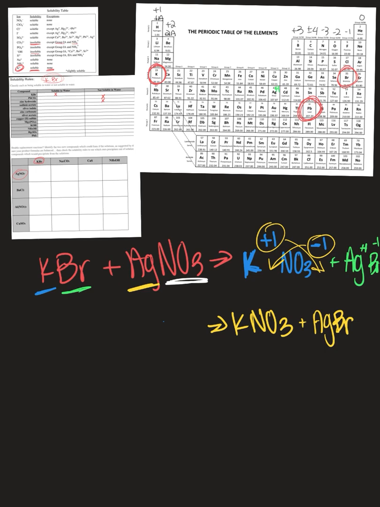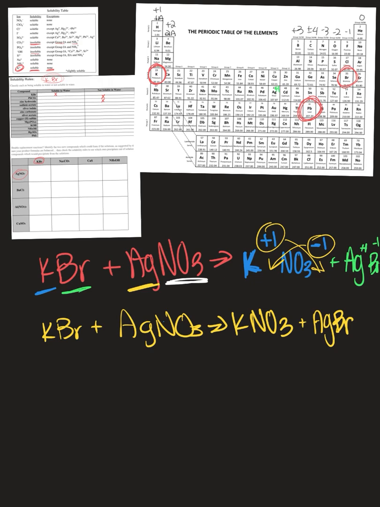All right. So this is my final equation. We have KBr plus AgNO3 yields KNO3 plus AgBr. Now we got bromine from the right side of the periodic table with a -1 charge. Any questions about what we just did right there?